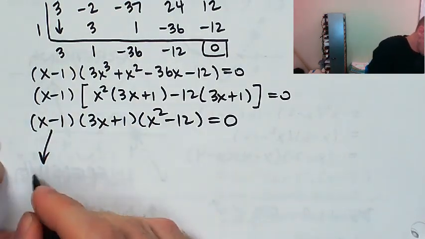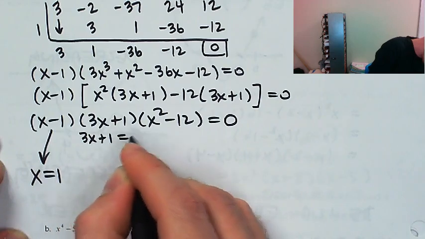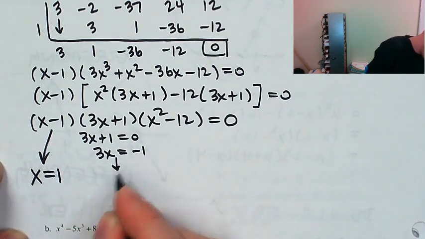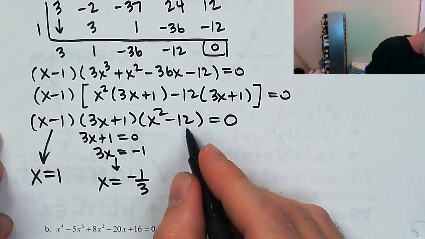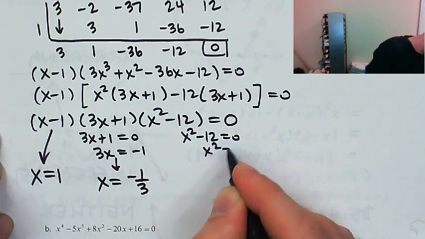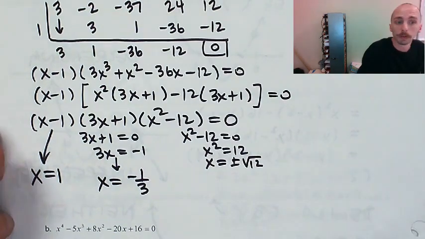Okay, this is going to equal 0 when x is equal to 1. 3x plus 1 could equal 0 when 3x was equal to negative 1, and that would be x equaling negative 1/3. Then x squared minus 12 could equal 0, where x squared equals 12 and x equals plus or minus the square root of 12.